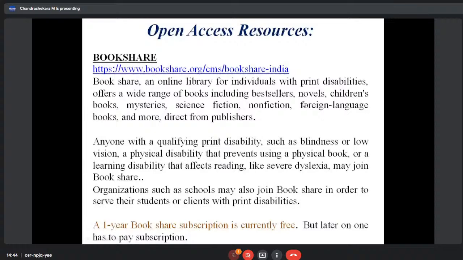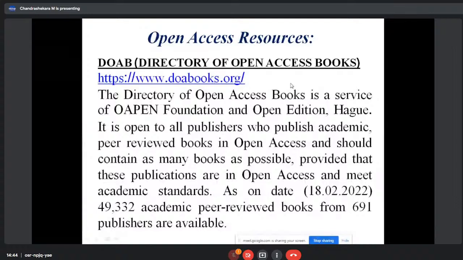This is very important: DOAB, the Directory of Open Access Books. It should contain as many books as possible, provided that these publications are open access and meet academic standards. As of yesterday, 49,332 academic peer-reviewed books from 691 publishers are available here.